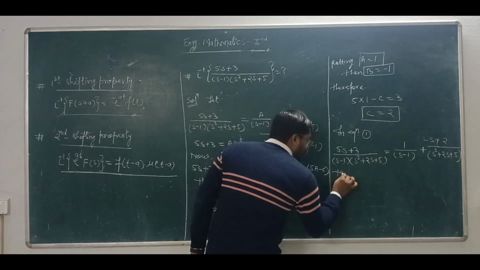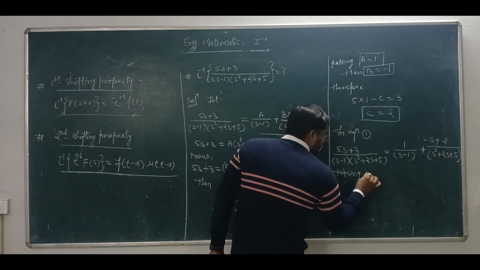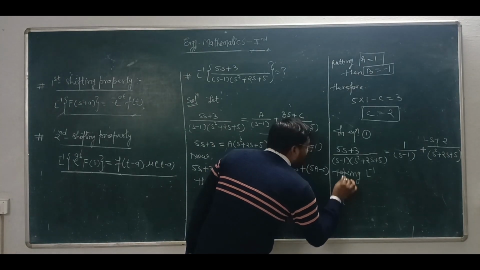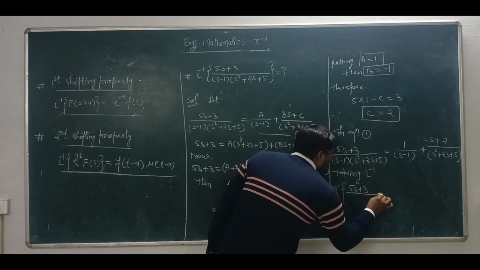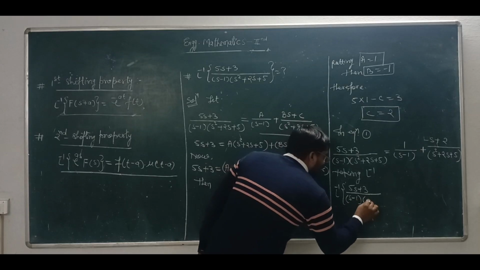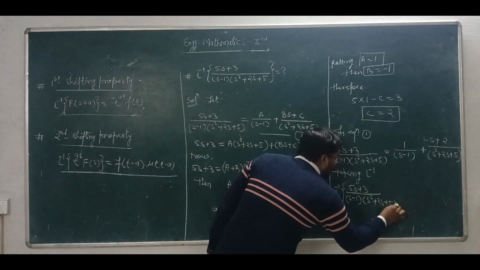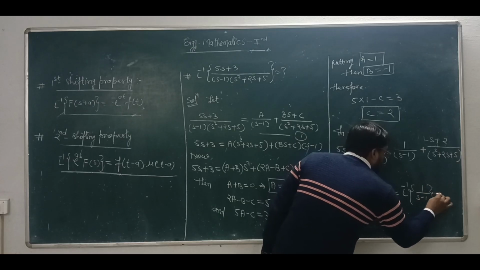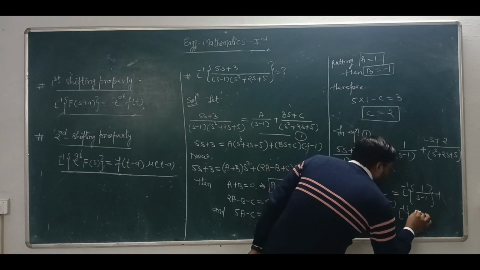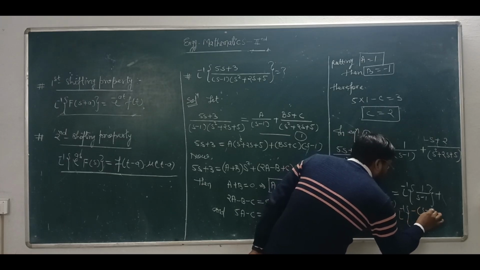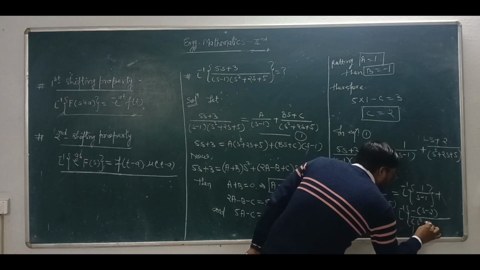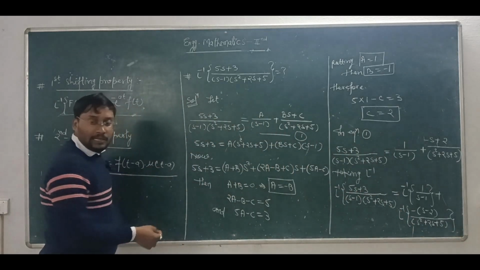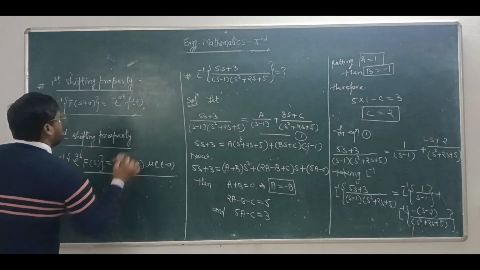Now taking L inverse, this means inverse Laplace of (5s plus 3) upon (s minus 1)(s square plus 2s plus 5) is equal to L inverse of 1 upon (s minus 1) plus L inverse of (minus s minus 2) upon (s square plus 2s plus 5). Now I solve this.